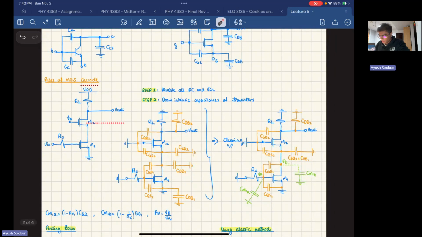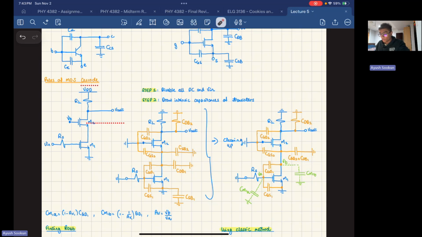So we want to find the poles of this MOS cascode. All right, so we have a cascode here. Now remember, you should be pretty comfortable with the concept of cascode because it's going to keep on coming up. You have a cascode circuit here with a load resistor at the output, and we're trying to find the poles of this circuit.